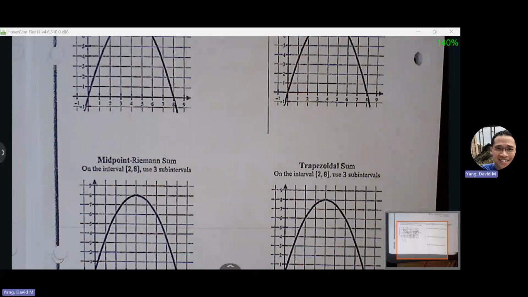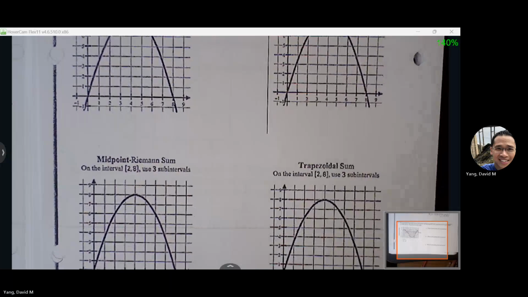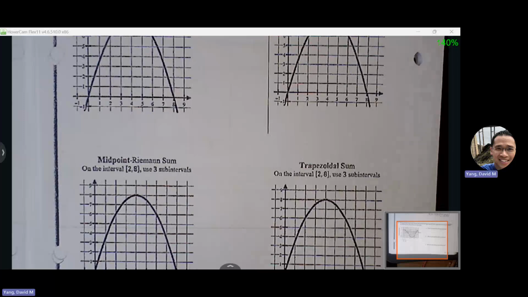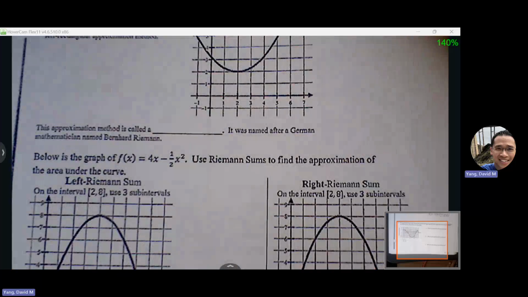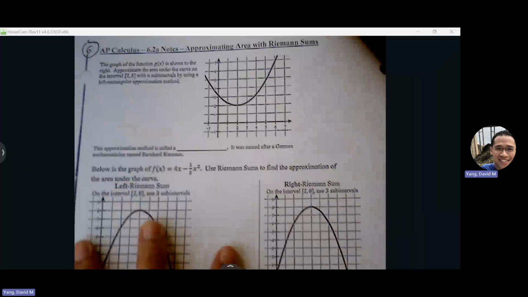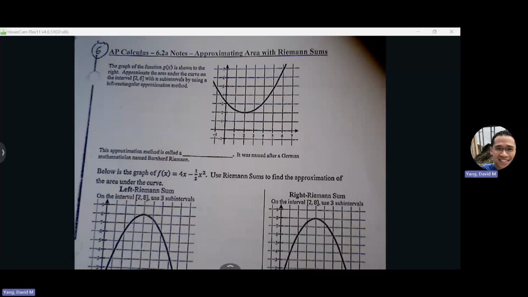Okay, next up, if we can go to page 6. So all these graphs right now have been nice geometric shapes. But starting with page 6, if we're talking about area, it's going to be a little bit harder for us to find exact area when we're dealing with these graphs that are not geometric shapes.